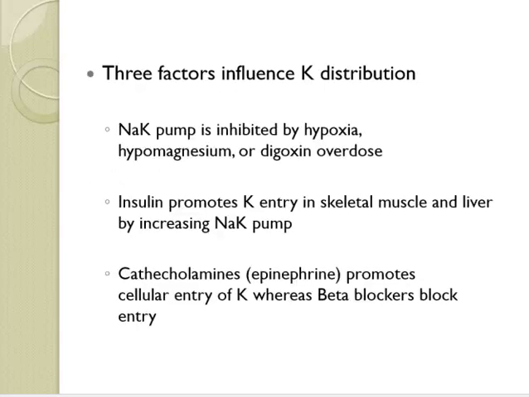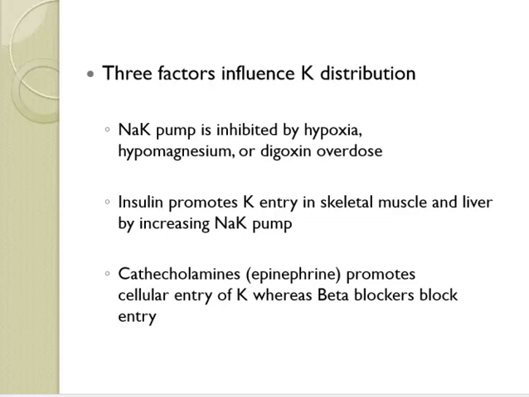Here are three factors that influence potassium distribution. The sodium-potassium pump, remember, that's the exchange of sodium and potassium in and out of our cells. The sodium-potassium pump is inhibited by hypoxia, or low levels of oxygen. It can also be inhibited by hypomagnesemia or digitoxin overdose. And digitoxin is a drug used for heart failure or irregular heartbeat.